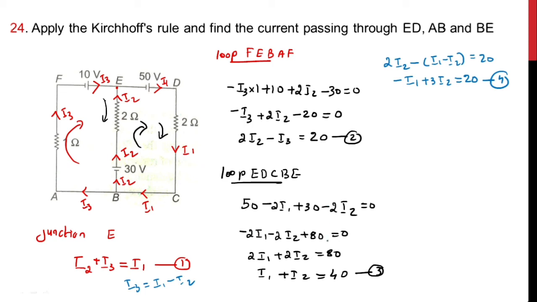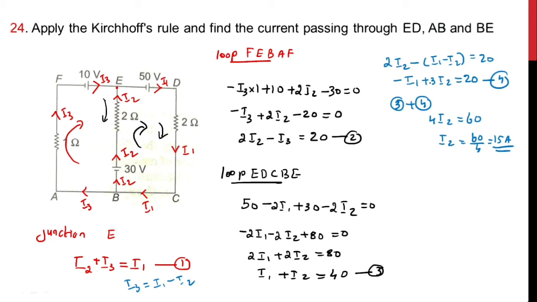Now look at equation number 3 and 4. You can simply solve it by adding. Equation number 3 plus equation number 4, you will get minus I1 plus I1, 0. The remaining is 4I2 which is equal to 60. So I2 is equal to 60 by 4 which is equal to 15 ampere. So you got I2 equal to 15 ampere.